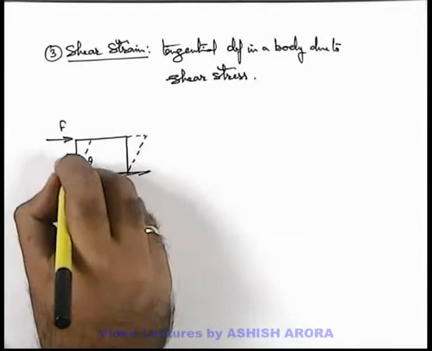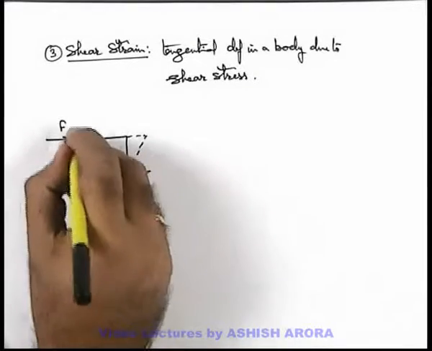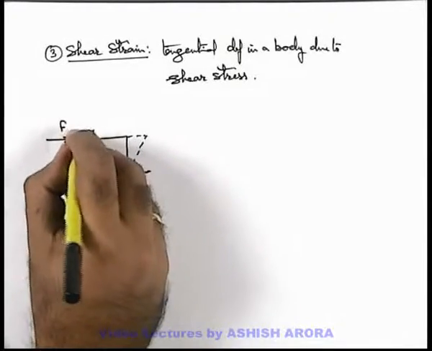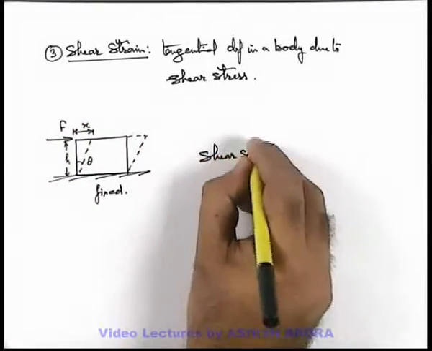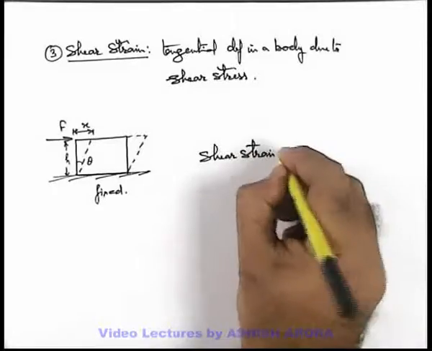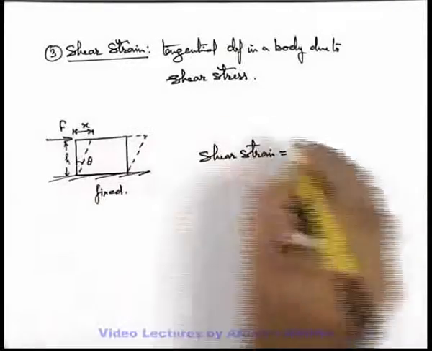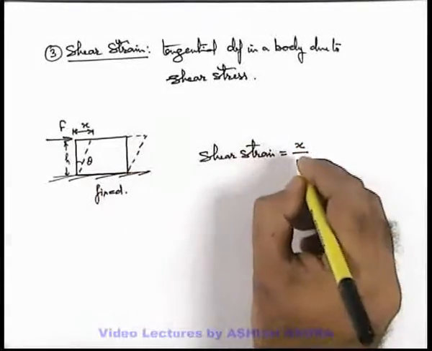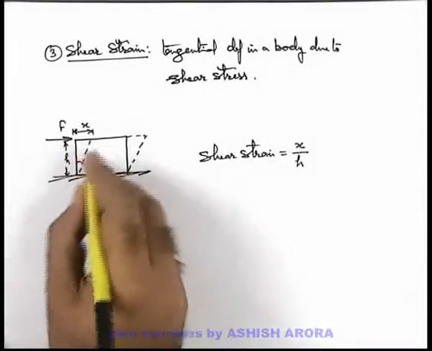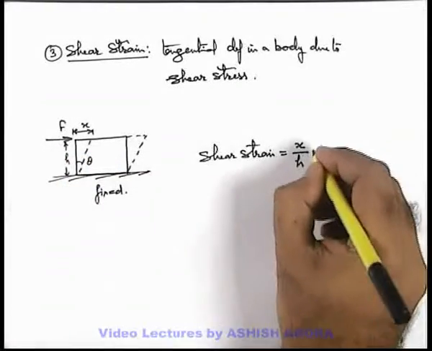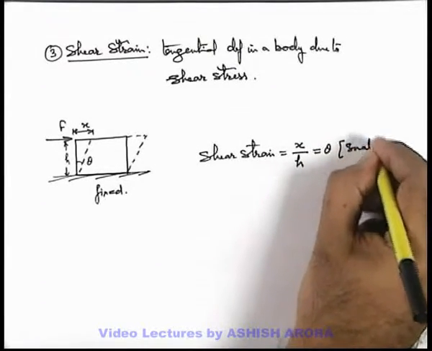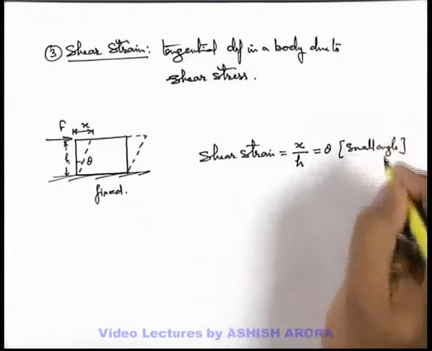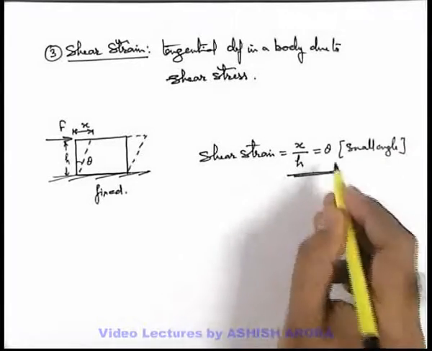Say if the height of body is h, then its tangential deformation is x. In this situation we can define shear strain as the deforming length x, divided by the actual height of the body in which the deformation is taking place, which is approximately written as theta, which is generally taken as small angle. Then only we can take shear strain as theta.